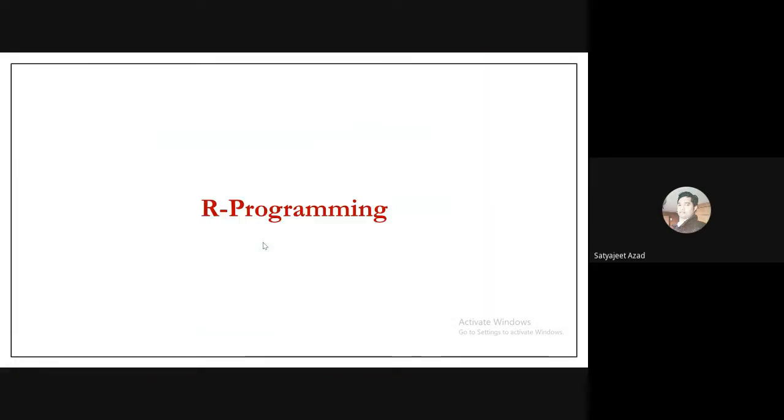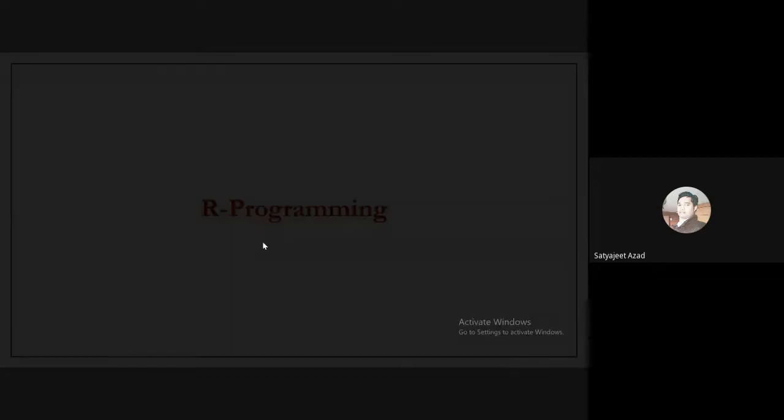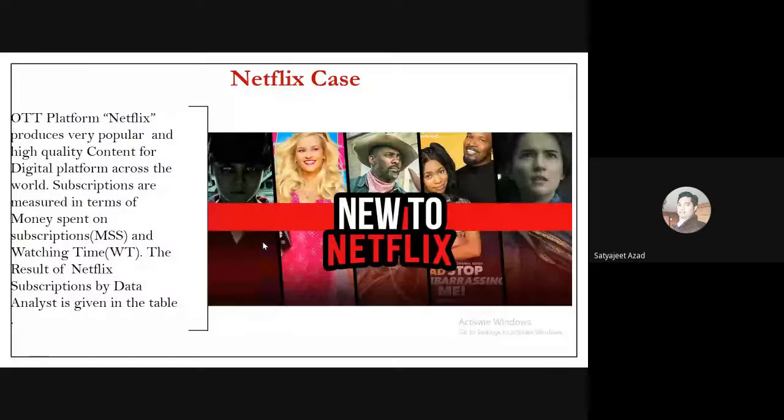So let me do some R programming. I have also taken one example for this LDA. So just see this case. In this OTT platform, Netflix produces very popular and high quality content for digital platforms across the world. So subscriptions are measured in terms of money spent.